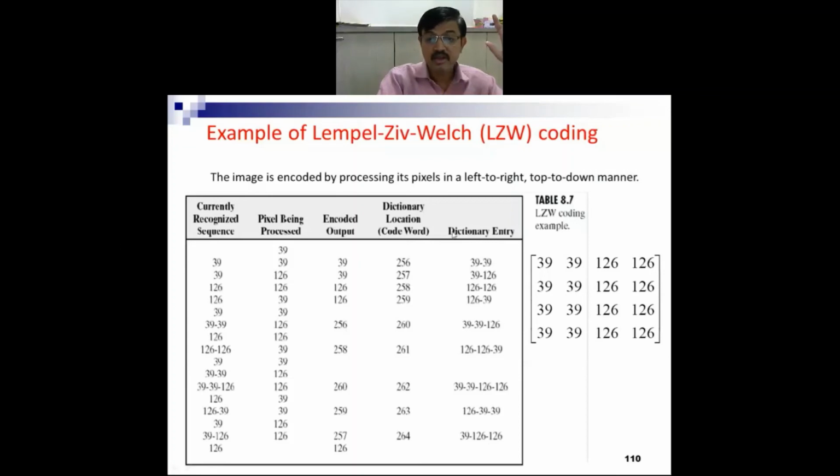Now, these are stored after the 255 location, because 0 to 255 I have already covered. This is my source alphabet. Now I have to start from 256 till 264.